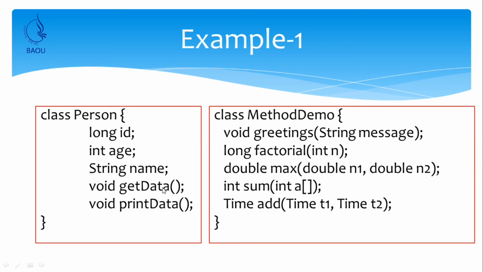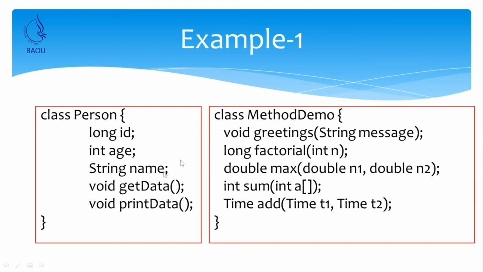So, this get data method is used to read ID, age and name from user, and another method we define is void print data, which is actually used to print these three values. Now, how to call these methods? If the person object is p, then we can say p dot get data will call this method and p dot print data will call this method.